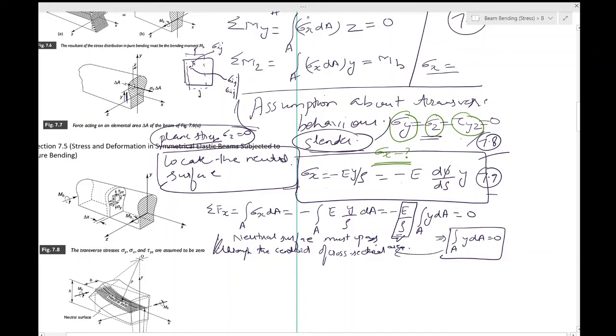So this is the conclusion which we can make, that the first moment of the cross-sectional area about the neutral surface must be 0, and stated otherwise, the neutral surface must pass through the centroid of the cross-sectional area. Now, can you think of why from here to here you can come? What is making you think about this? Why do you think that when this is true, this can be said?